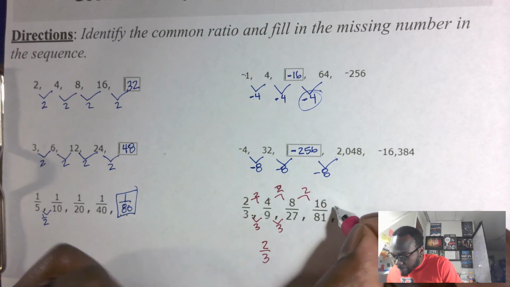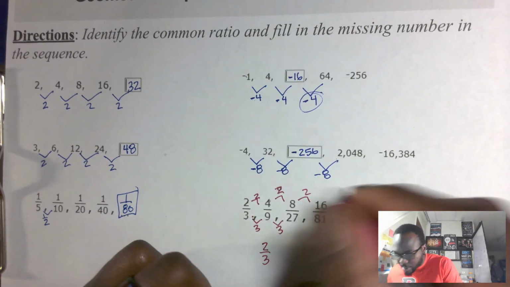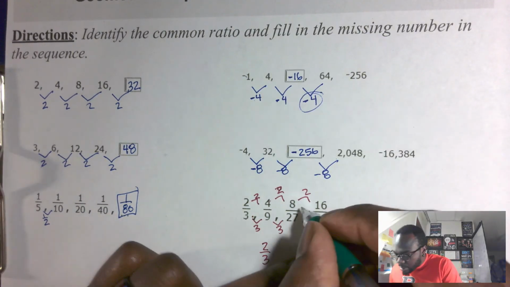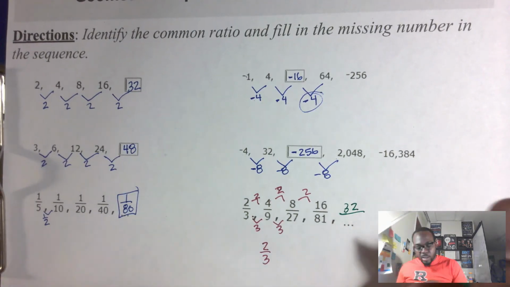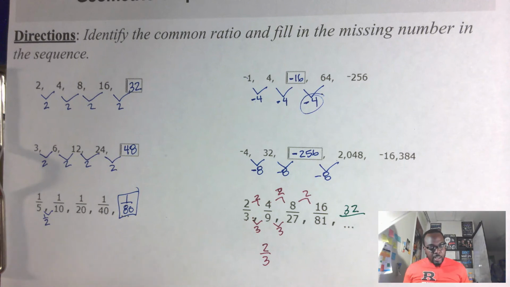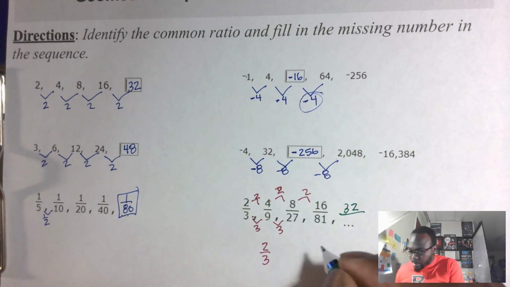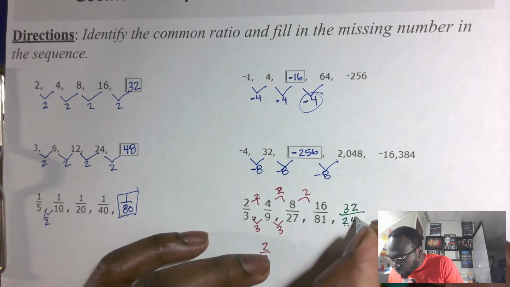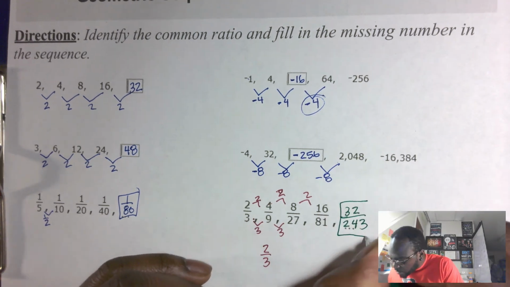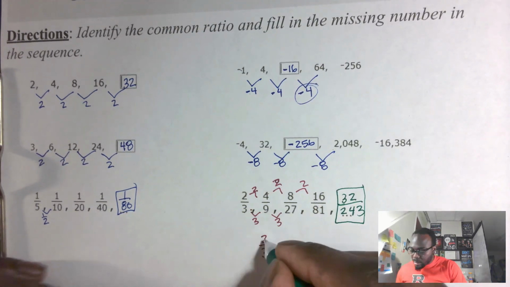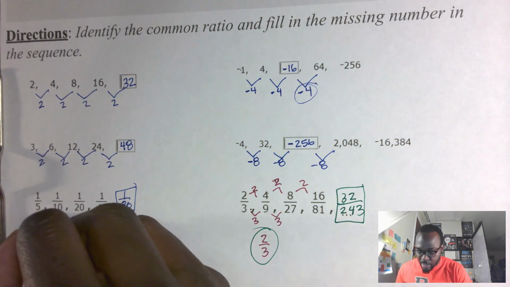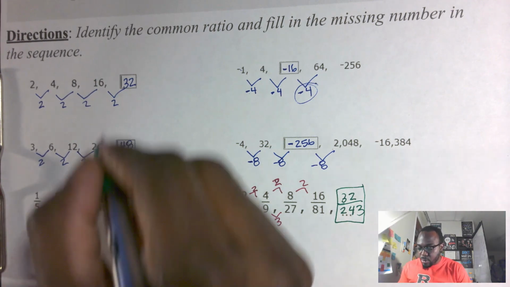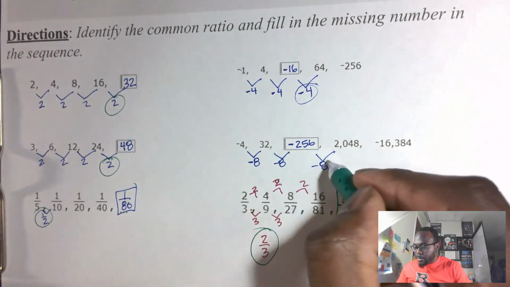So now I'm saying 16 times 2 is going to give me what? I know that 16 times 2 is going to give me 32, right? So my numerator is 32, and then I got to figure out 81 times 3. What's 81 times 3? Boom, 243. And that's my next term. All right, so my common ratio here is 2/3. All right, my common ratios are 1/2, 2, 2, -4, and -8.